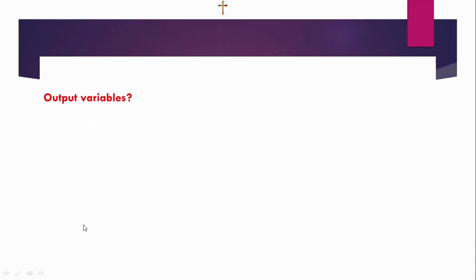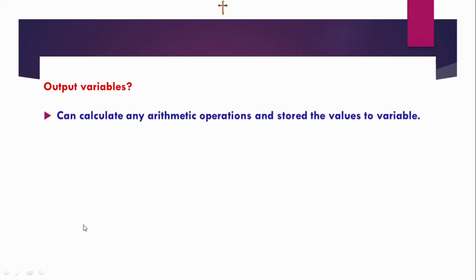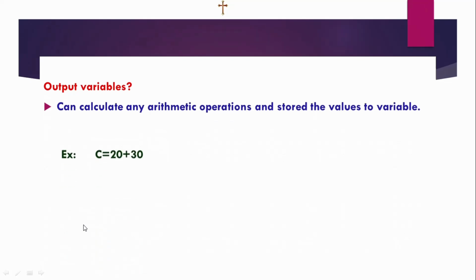Then output variables: you can calculate any arithmetic operations and store the value in a variable. Directly you can calculate any values, then it is stored in the variable, and you only get the value through the variable. I hope you understand every slide.